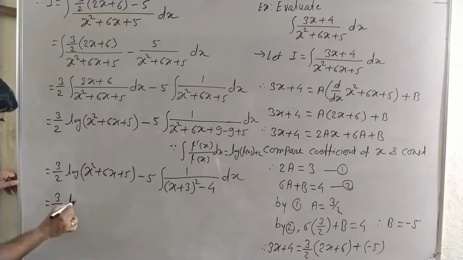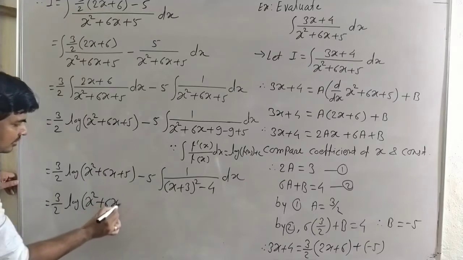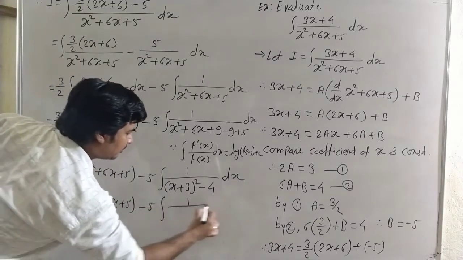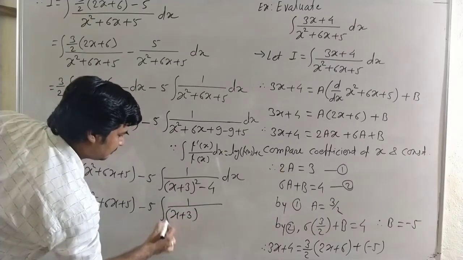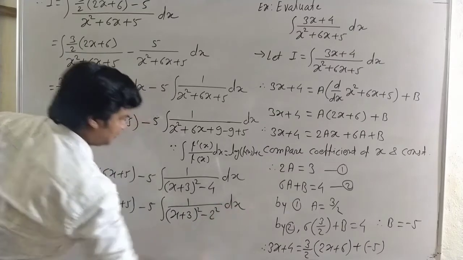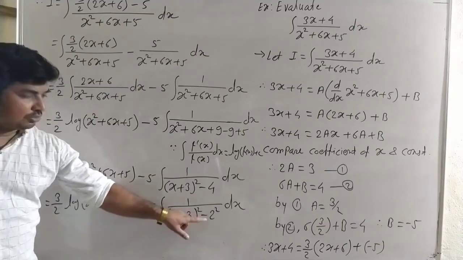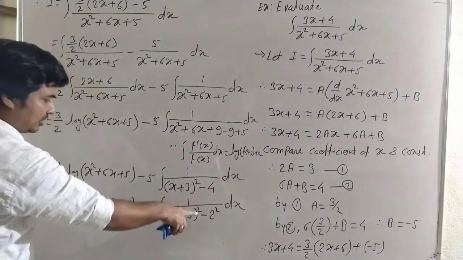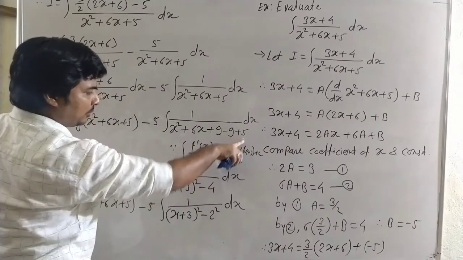The first term as it is, 3 by 2 log of x square plus 6x plus 5, minus 5 into the integral of 1 upon x plus 3 whole square minus 2 square dx. Okay, x plus 3 whole square minus 2 square. Here we can write directly, it is 2 square in this term, since 9 minus 9 plus 5 is minus 4.